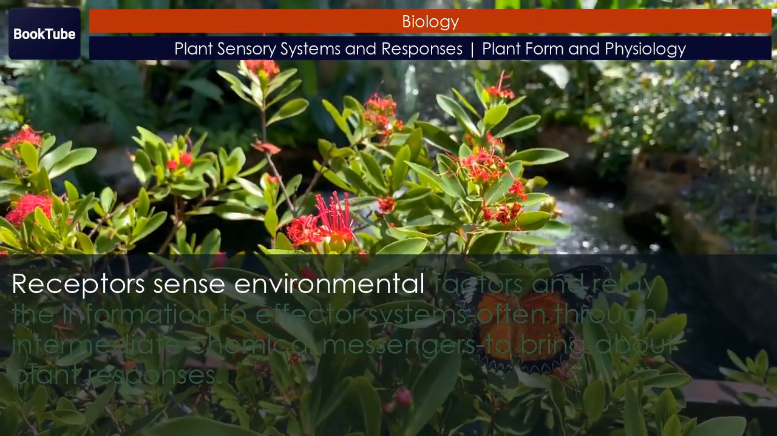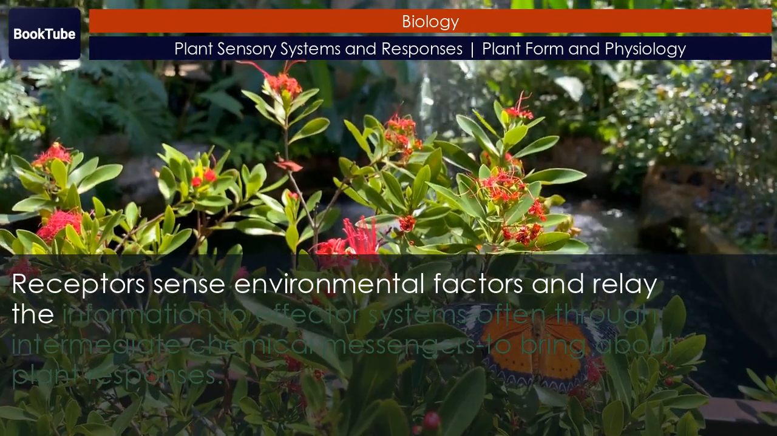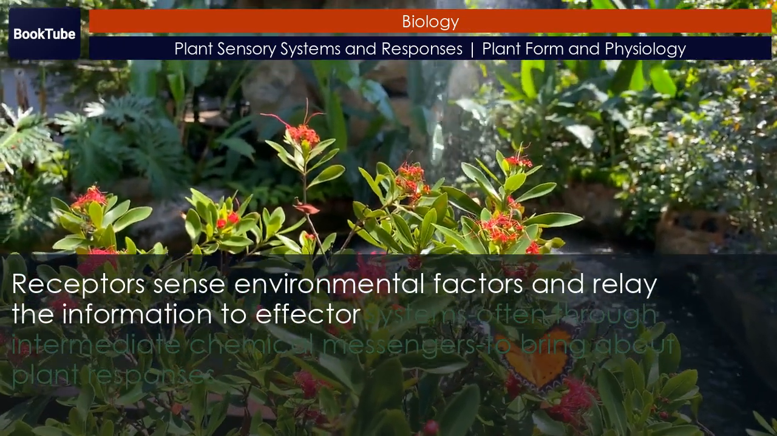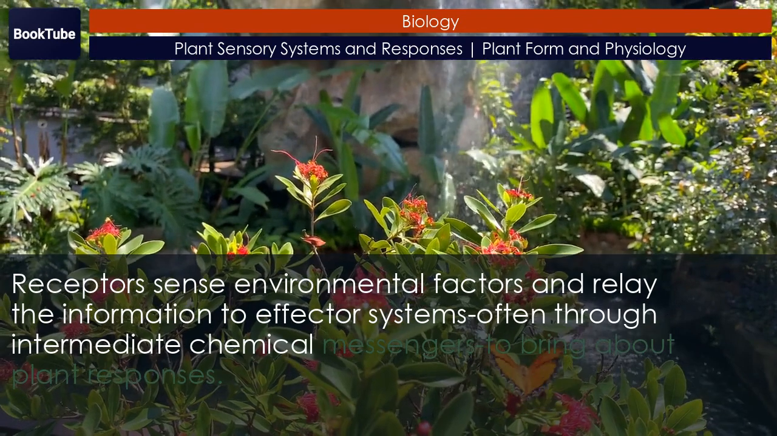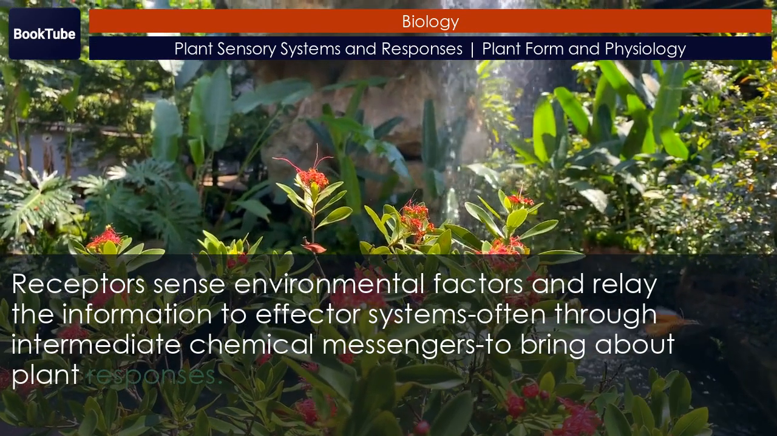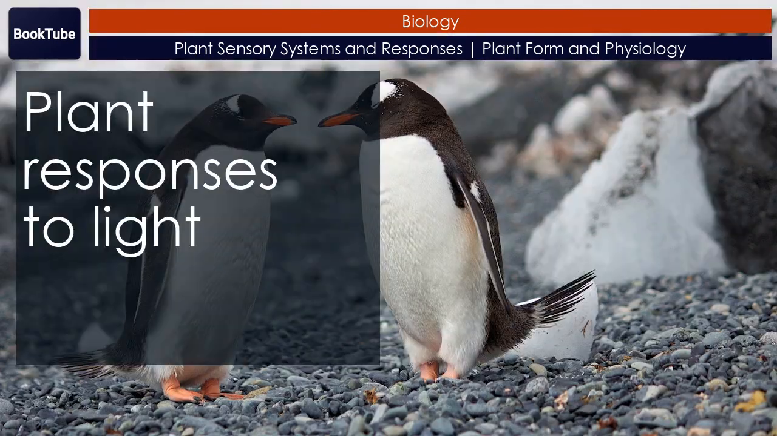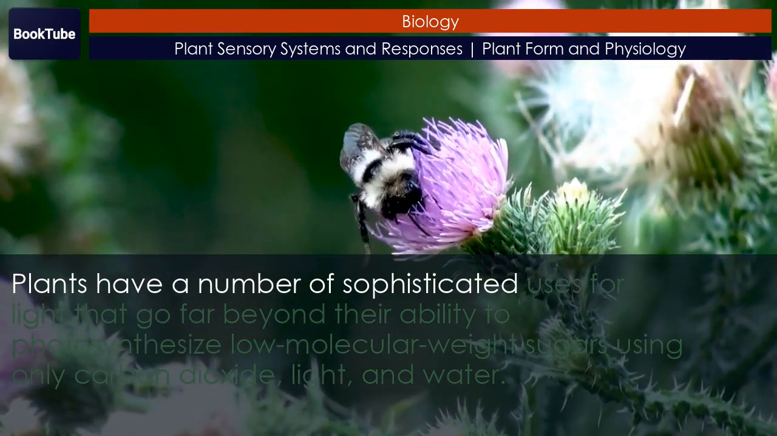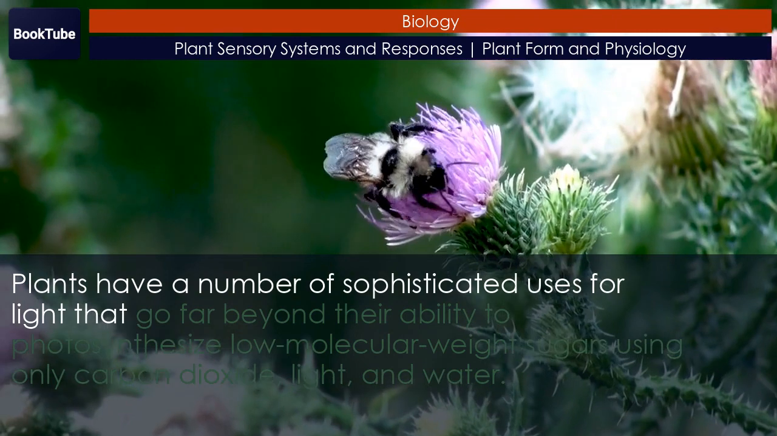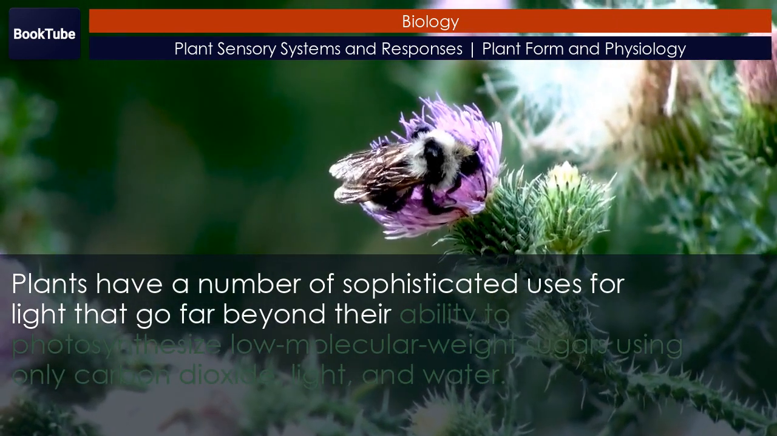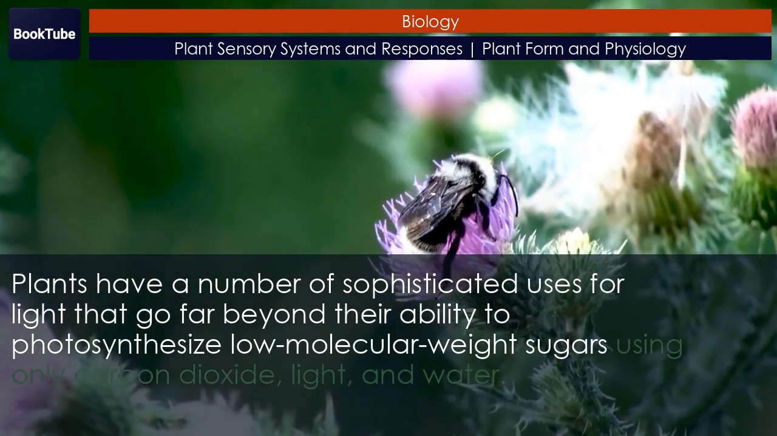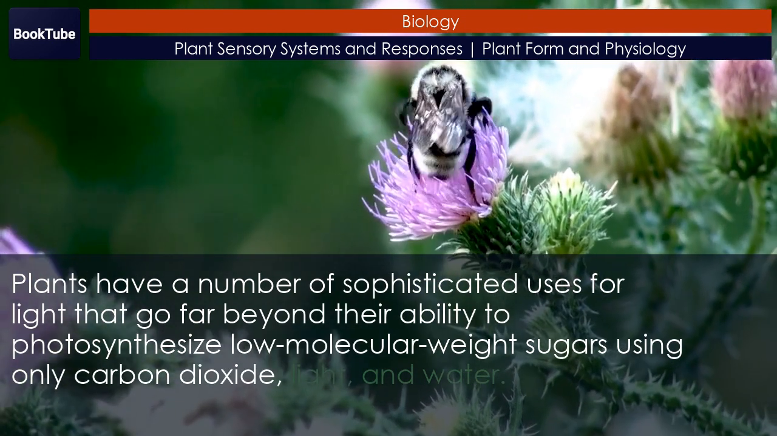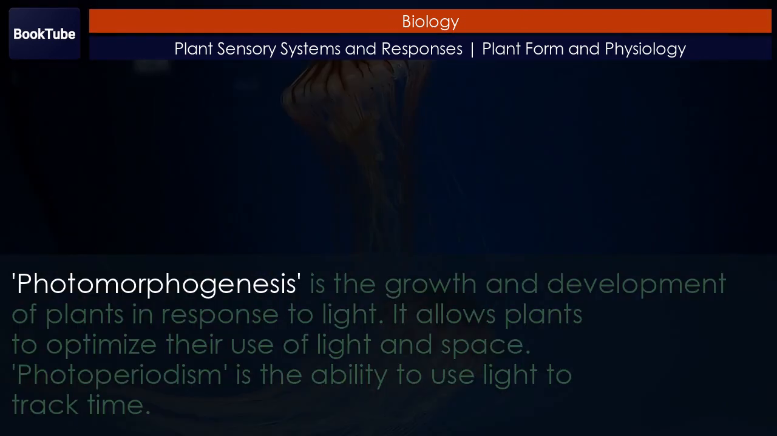Receptors sense environmental factors and relay the information to effector systems, often through intermediate chemical messengers, to bring about plant responses. Plant responses to light. Plants have a number of sophisticated uses for light that go far beyond their ability to photosynthesize low molecular weight sugars using only carbon dioxide, light, and water.